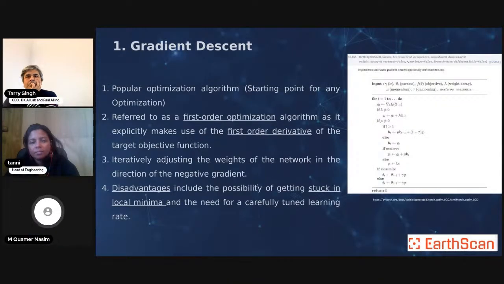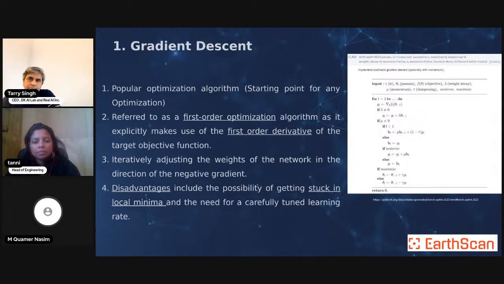Here is the first optimizer that we will be discussing. This is a very popular optimization algorithm and is considered the starting point of any machine learning model, where we simply plug in SGD, the stochastic gradient descent optimizer, and assess how the model's performance is. This is a first-order optimization, which takes the first-order derivative of the target objective function and uses it to backpropagate the loss. We iteratively update the weights of the model using this optimizer or any other optimizer.